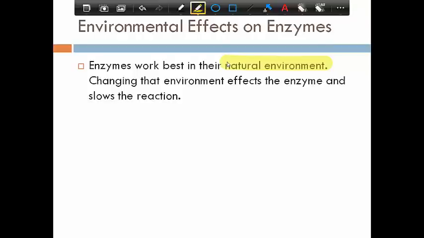It says right here, changing that environment. So if I took a stomach enzyme and I stuck it in your heart, it would affect the enzyme and therefore slow that reaction. So they are not going to work as well if they're taken out of their normal environment.